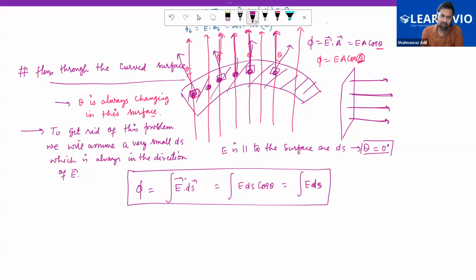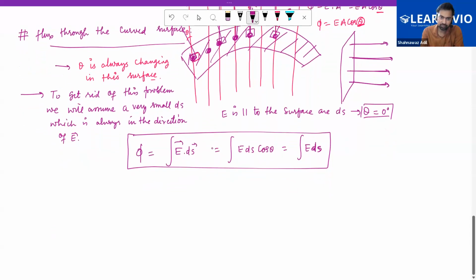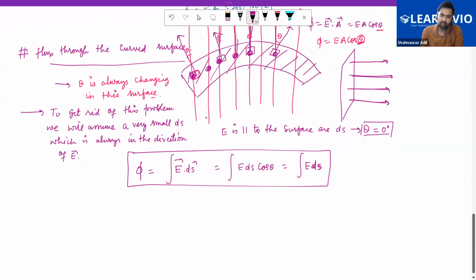So we have this thing, right? And so what we do is that we take this small area and then we integrate over all this area. So this E is uniform. It comes out of the integral, and you only have to integrate dS, right? So this is your area. Is it clear? Yes, sir.